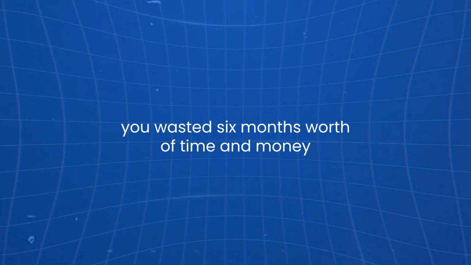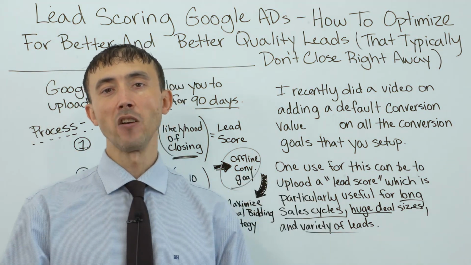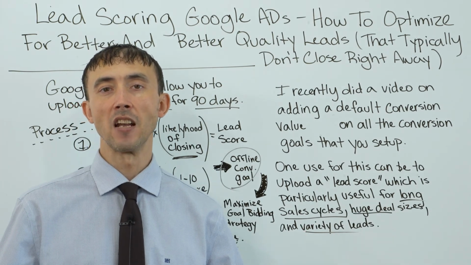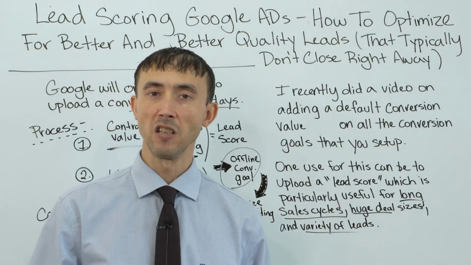Versus, oh shit, it doesn't work. We need to set up offline conversion tracking now. Well, you wasted 6 months worth of time and money. You could have just had that data collecting in the background. In fact, you're not getting half the value out of your ad spend if you're not collecting all the data, particularly for lead generation in B2B, but also B2C as well.